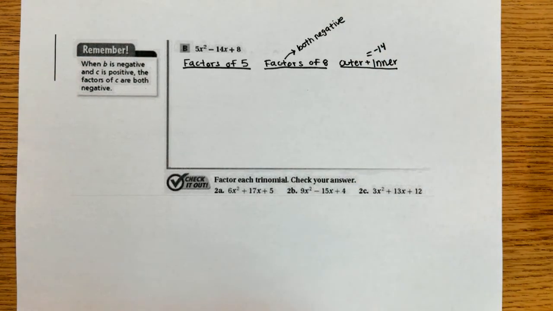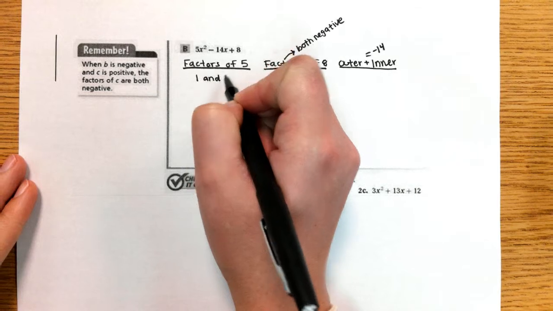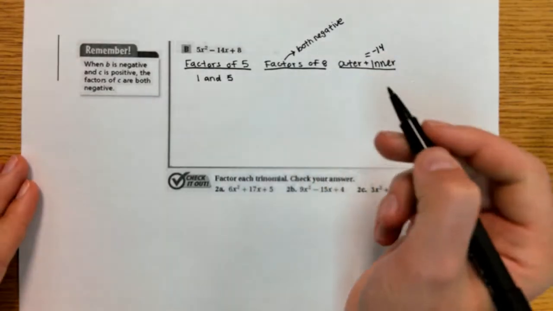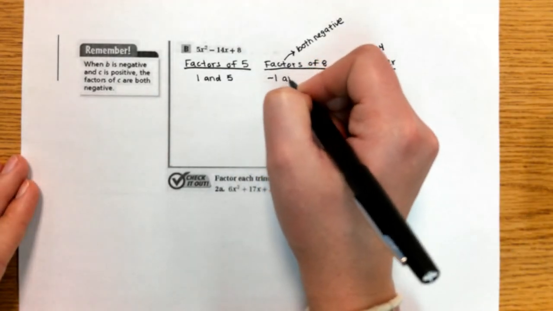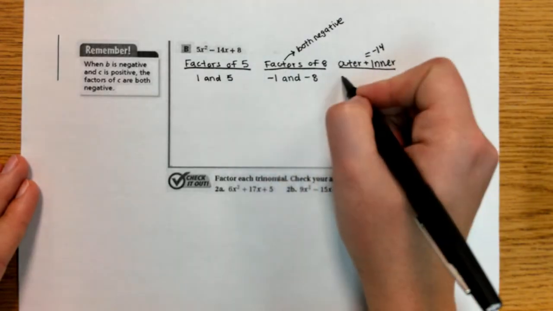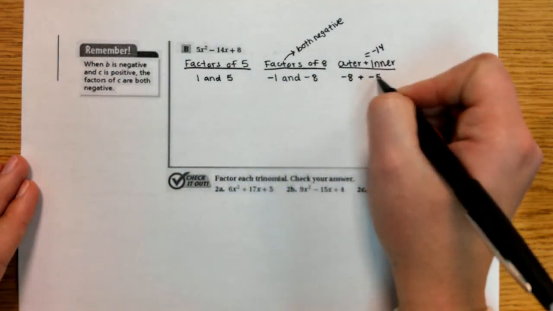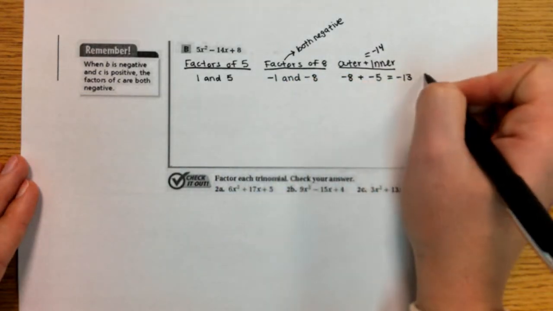So we have to keep that in mind here. So factors of 5, we're only going to have 1 and 5. And let's start with negative 1 and negative 8. So outer 1 times negative 8 will be negative 8, plus inner 5 times negative 1, negative 5. And that's going to give us negative 13.